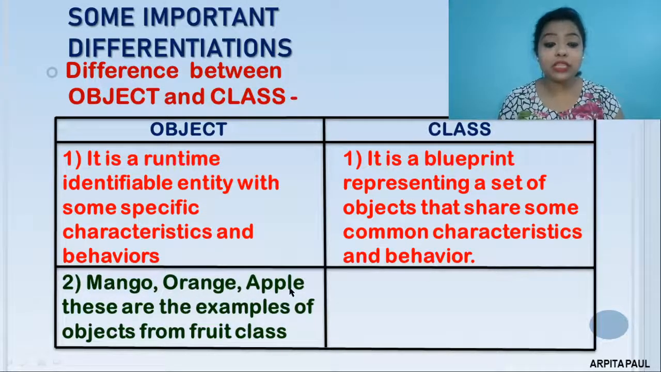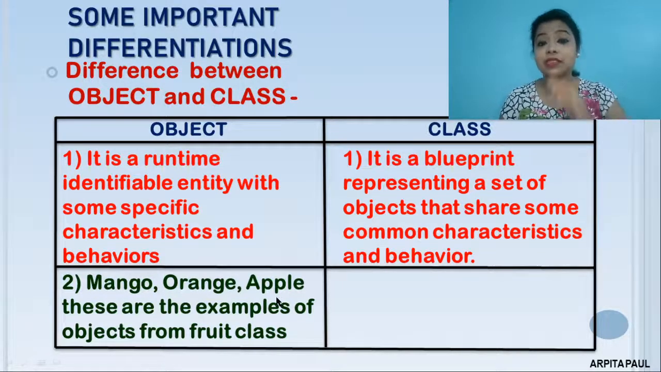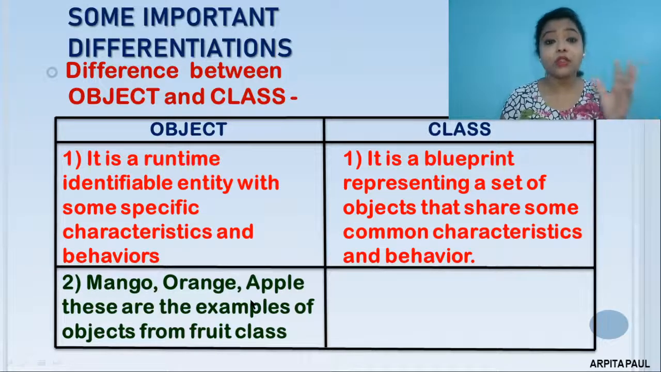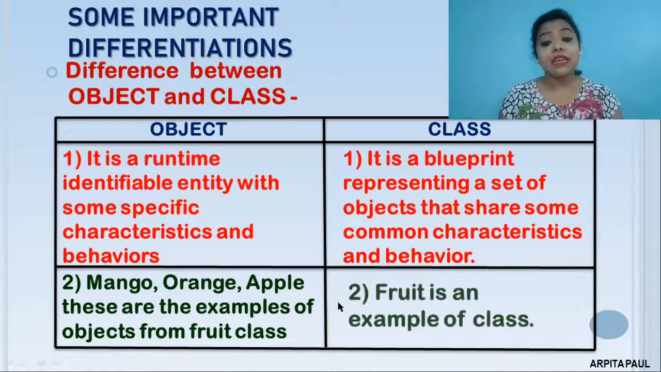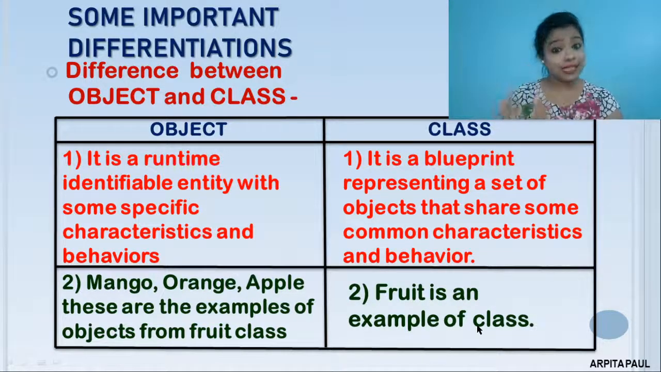Now what are the examples? Mango, orange, apple, these are examples of objects from the fruit class. They are separate objects, because we can identify mango, orange, apple separately with some behavior and properties, and all of them belong to the fruit class. Fruit is the example of the class, and mango, orange, apple all belong to this fruit class. So they are the objects of the fruit class.